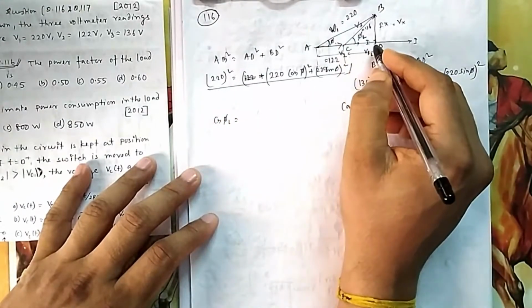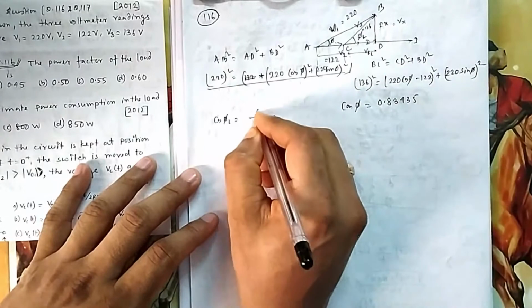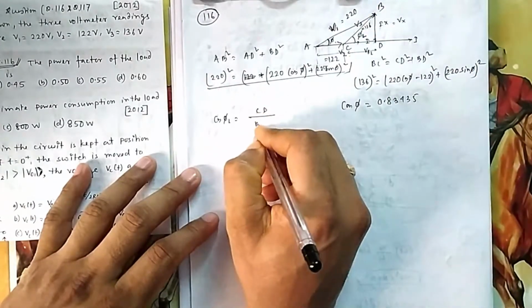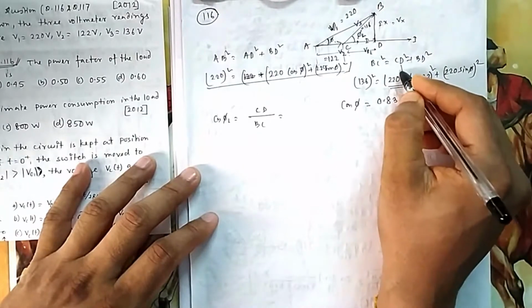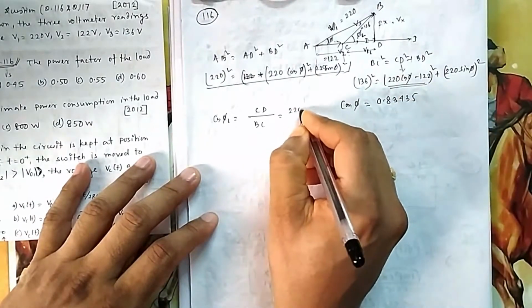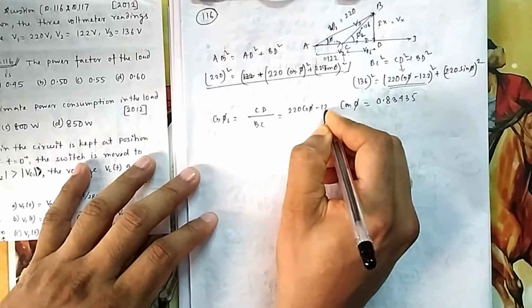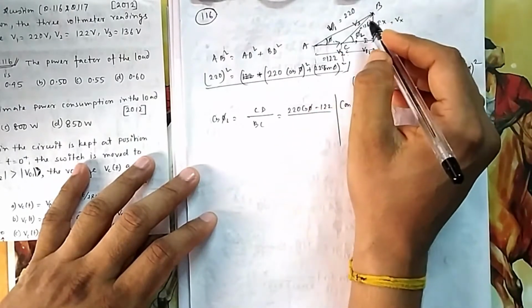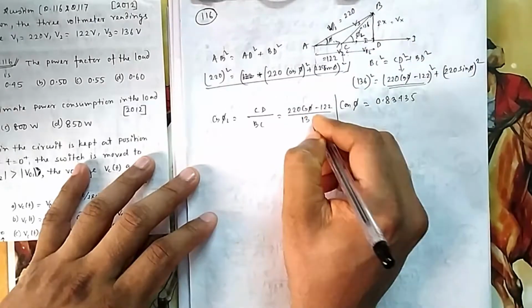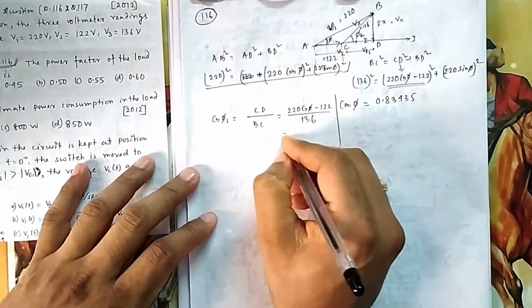Cos is base by hypotenuse. So what is base? Base is CD. What is hypotenuse? It is BC. So what is CD? CD is this one. This was my CD. So you can put this one, 220 cos phi minus 122, divided by BC. BC is this one, this is 136. So if you put it, you will find your answer is 0.45.